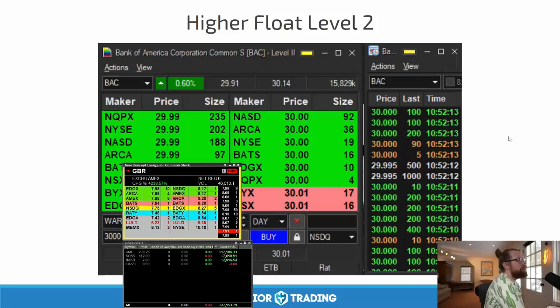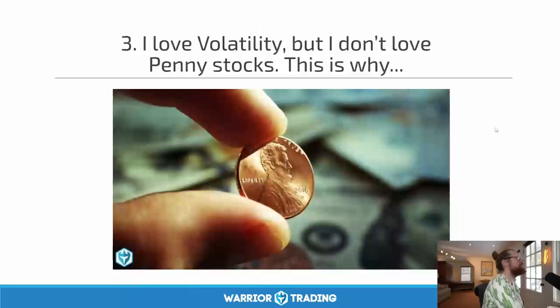So the perfect storm for us for a big 20, 30, 40, 50, 100% move is the combination of lower float with a clear catalyst, a great daily chart, and then terrific intraday setups.